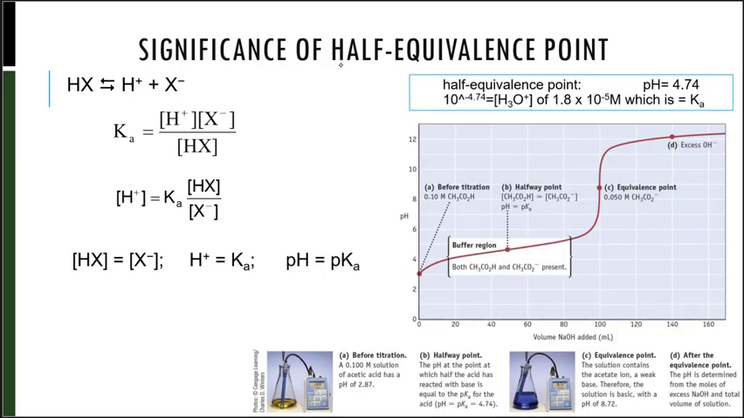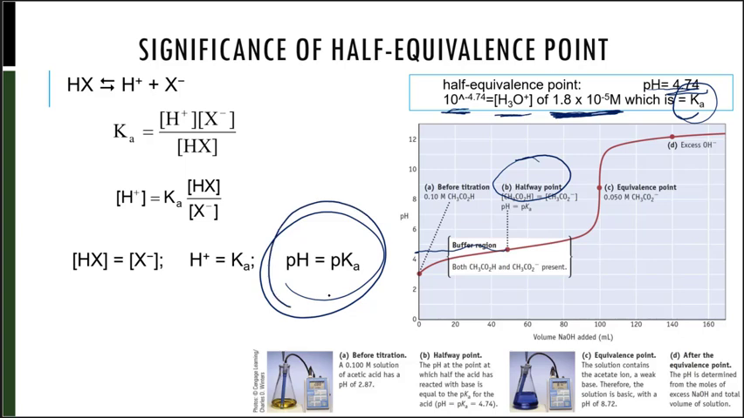This shows us just a little bit more of the significance of that half equivalence point. The half equivalence point here, if I were to follow it over, my pH is 4.74. And if I took 10 raised to the negative 4.74, that would give me a hydronium ion concentration of 1.8 times 10 to the negative 5, which, if I looked up the acetic acid Ka, should be equal to it. So at the halfway point or the half equivalence point, pH is equal to pKa.